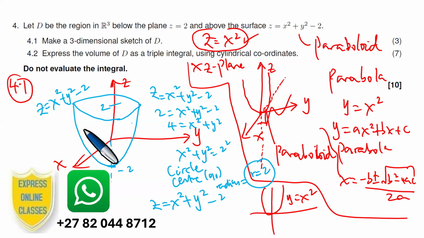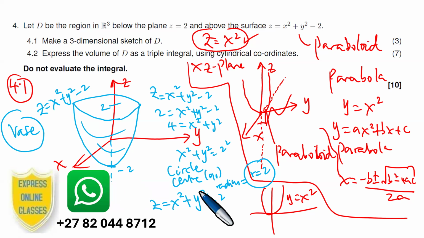So this three-dimensional sketch, you can see it like this, or it's like a vase. Now the question is, what is the right pronunciation? Normally vase is the pronunciation, but it looks like this, like a jar. So we have sketched this one, and it is called a paraboloid.